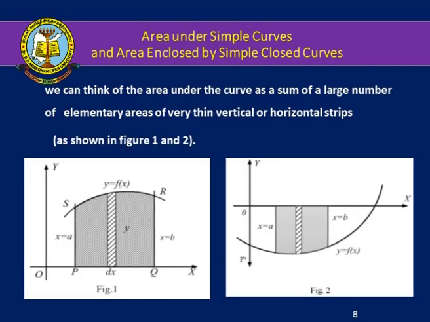Now the first topic: the area under simple curves and the area enclosed by simple closed curves. Here we think of the area under the curve as a sum of a large number of elementary areas, very thin vertical or horizontal strips. For example, I will take vertical strips. Taking the y axis in figure 1 and figure 2, in figure 1 the function y = f(x) lies above the x axis, so f(x) is greater than or equal to 0.